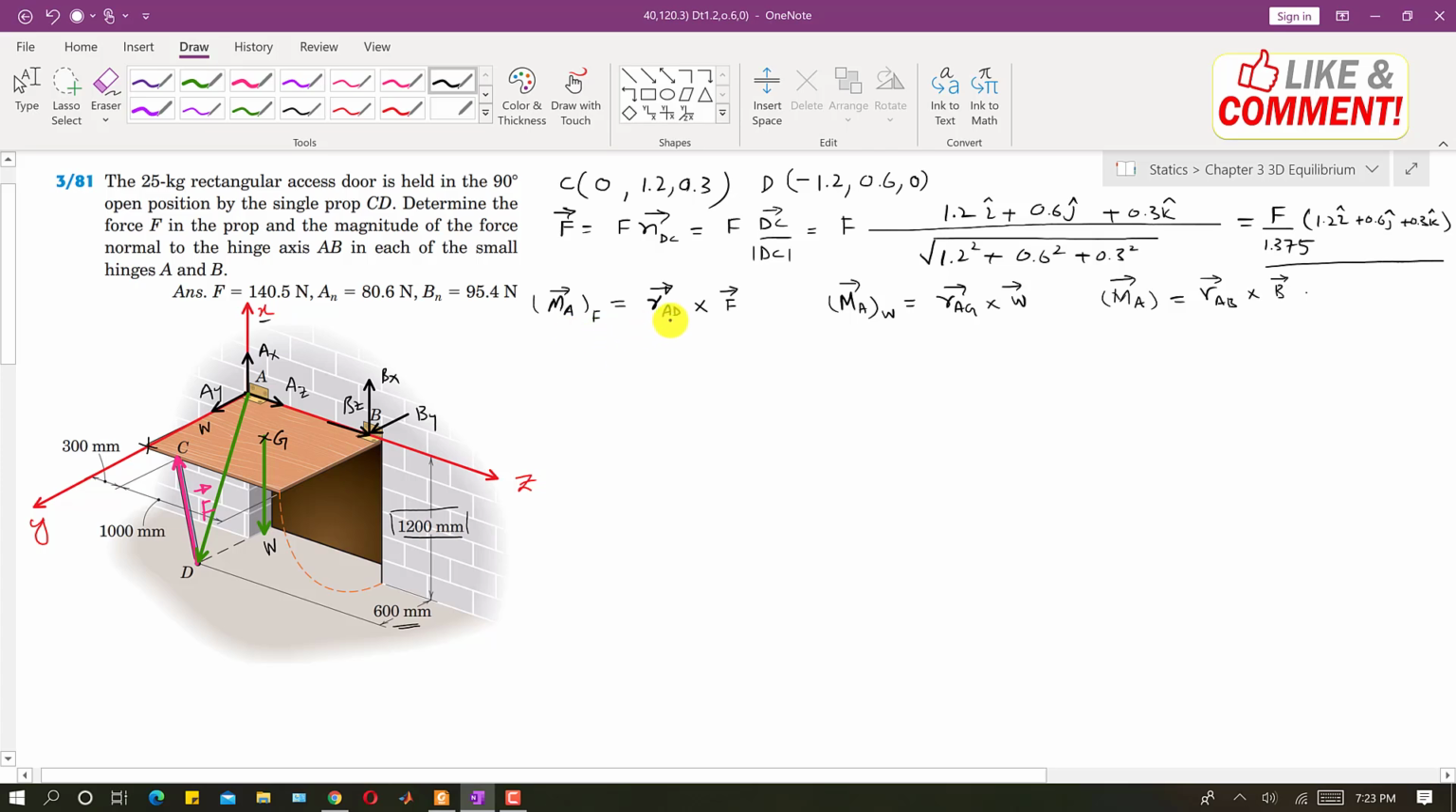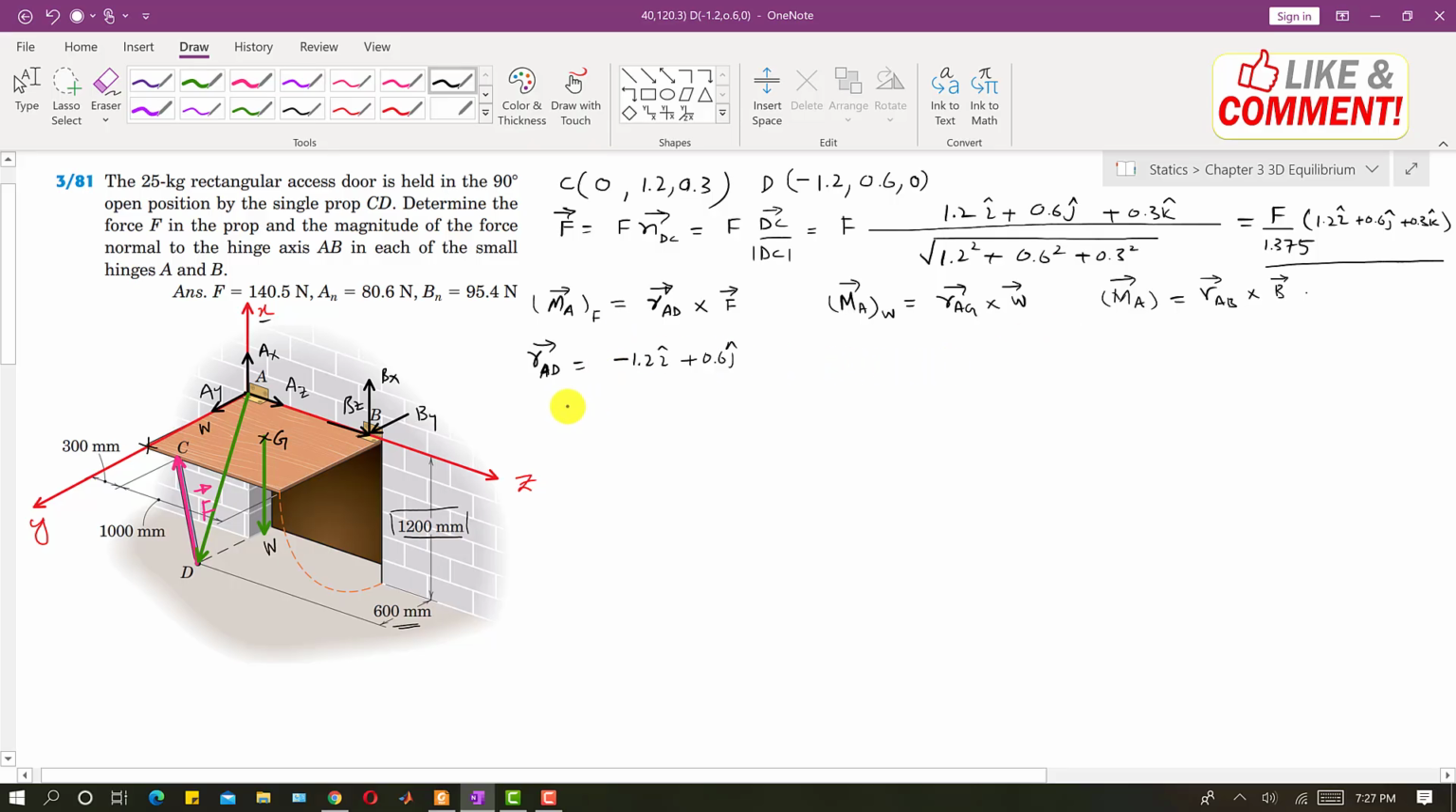For that we have to find this moment arm vector. To find this moment arm vector, we need the coordinates of point D, and yes, we have the coordinates of point D, so we can directly write this RAD vector. Since A is the origin, we can directly represent this moment arm vector in terms of the D coordinates. So I will write minus 1.2 i plus 0.6 j and plus 0 k, right? So this is our AD moment arm vector, and we have this force vector, right?